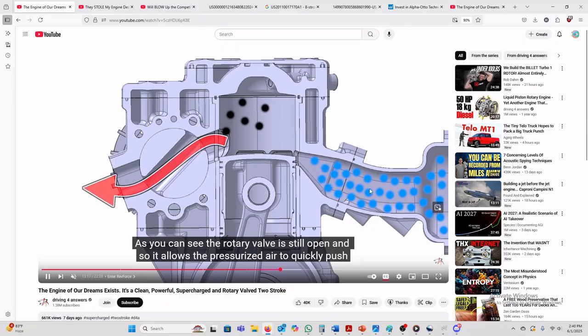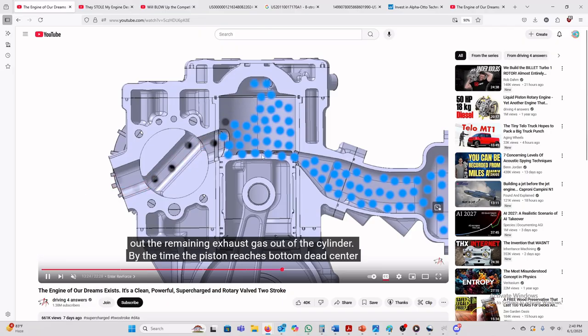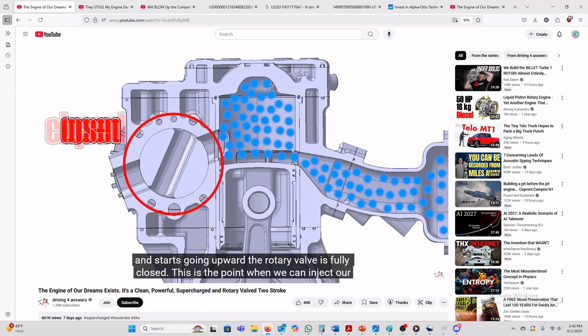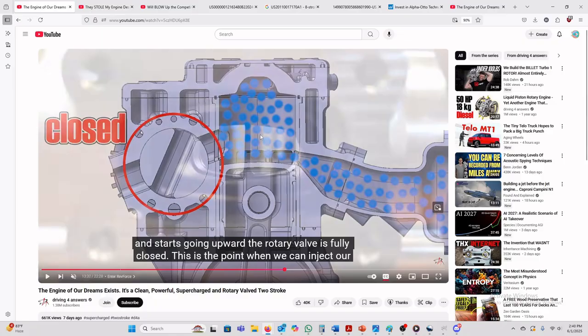So it is a supercharged rotary exhaust valve, two-stroke engine with the air coming in through the cylinder walls rather than through the crank. So that is the base advantages of this engine. Now, there's some interesting controversy.